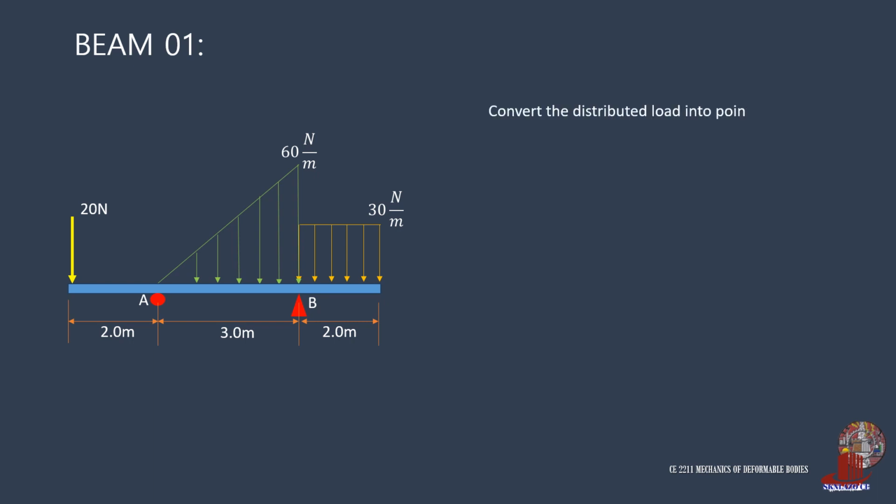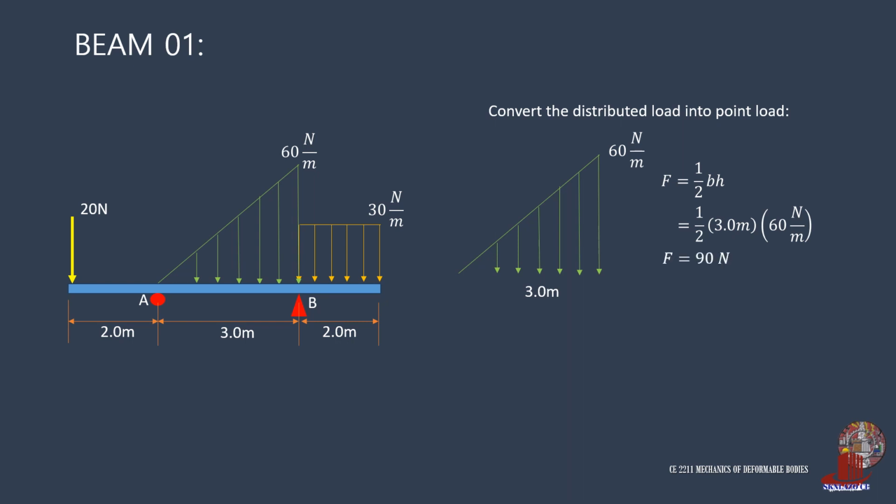The first step in solving the reactions is to simplify the loadings. Take out the triangular load. The magnitude of the converted point load is solved as the area. If the load is denoted as F, this is equated as the area of the triangle, half of the base times the height. The base is the length of the load, given as 3 meters, and the height is the maximum load, which is 60 newtons per meter. F is then computed as 90 newtons.